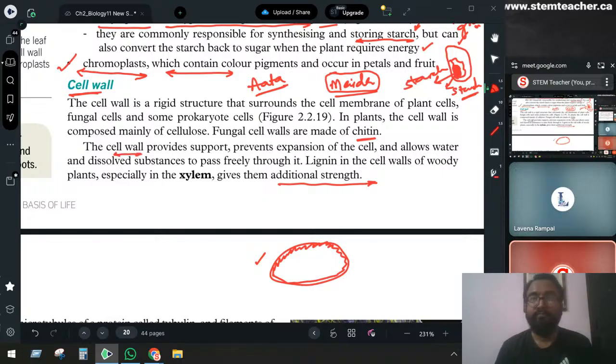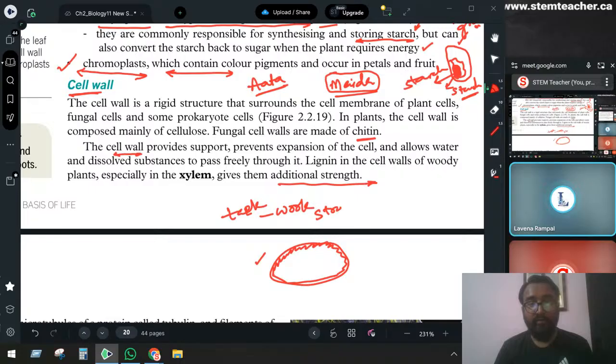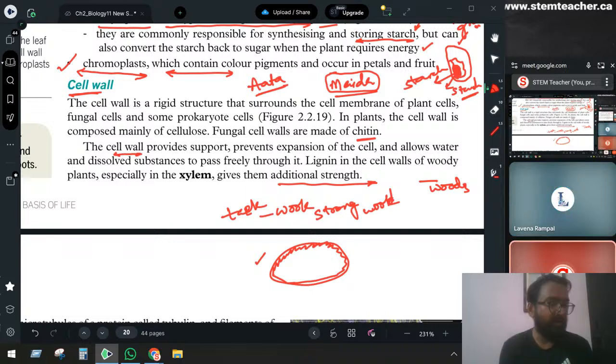Do you know teak? It's a kind of wood. It is very strong. Generally, other woods are very weak, but teak is very strong, so your daily home furniture and all will be made with teak wood. Because of its strength, it gives more strength to the wood. So that kind of thing is explained here.